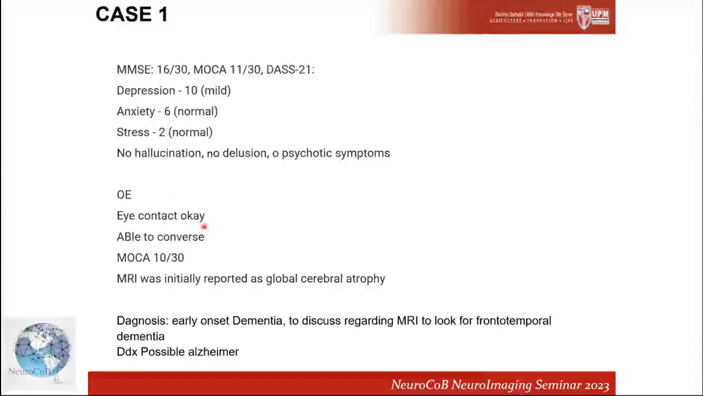Eye contact okay. When the patient came to the clinic, MOCA was 10. And the outside MRI was initially reported as global cerebral atrophy. But the patient has no known medical illness. So when we revised the diagnosis, it was possibly early onset dementia, to discuss regarding MRI to look for frontotemporal dementia, and also a differential of possible Alzheimer's disease. But the patient's age is quite young.